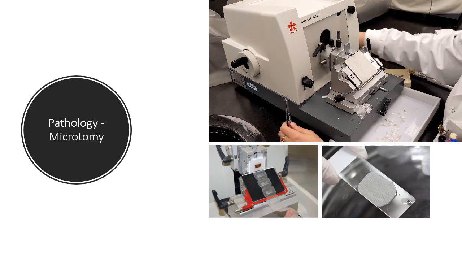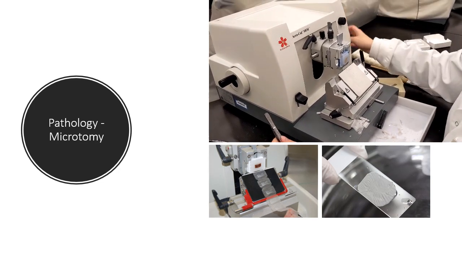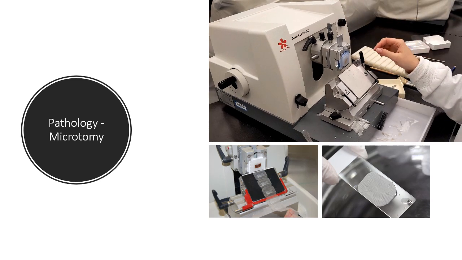After embedding, it is now time to cut the section for the slides. The block is loaded onto the microtome. The lab tech will first coarse trim the block to remove the excess wax and expose the tissue. The section thickness is then reduced to 4 micrometers for the cutting of the tissue section for the slides.